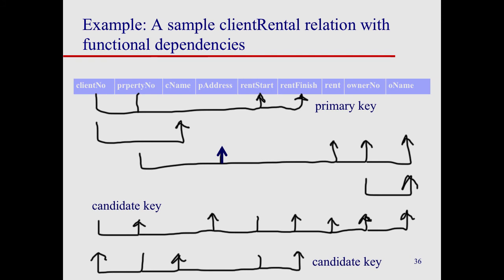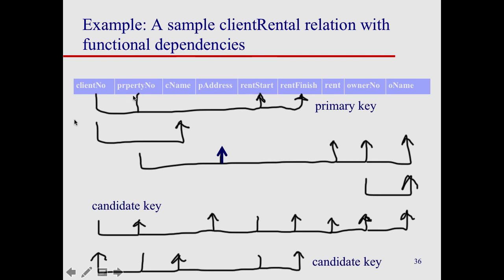All the attributes you see up here, the client number, the property number, client name, property address, the starting and finishing dates for the rent, the rent, the owner number, and the owner name, are all fields you might find on a lease. So you might very well call this a leasing relation. But it's not in second normal form, and we will find that out by coming up with our functional dependencies.